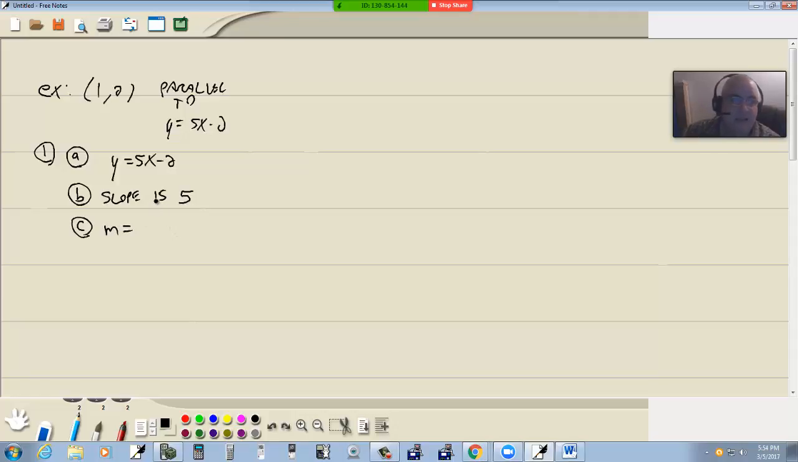Now we said parallel lines have the same slope. So we said it's parallel to y is equal to 5x minus 2. We said the slope of that is 5. So the m we're going to find is going to be 5, since parallel lines have the same slope.